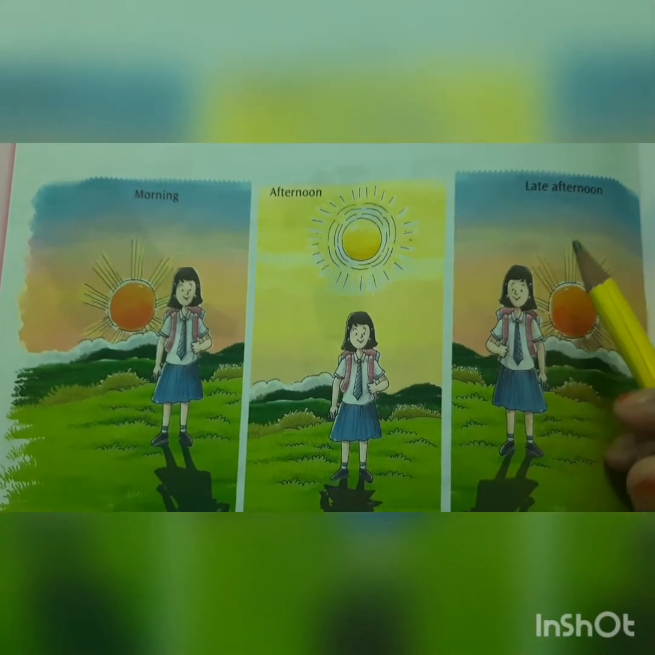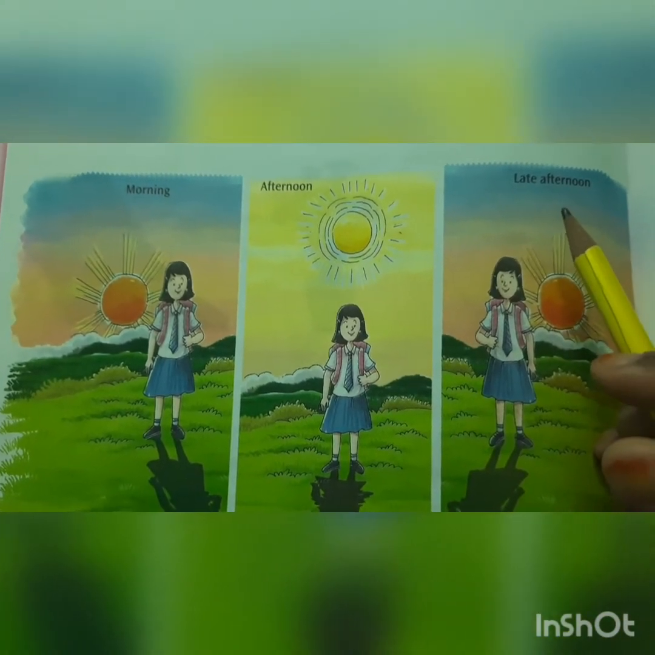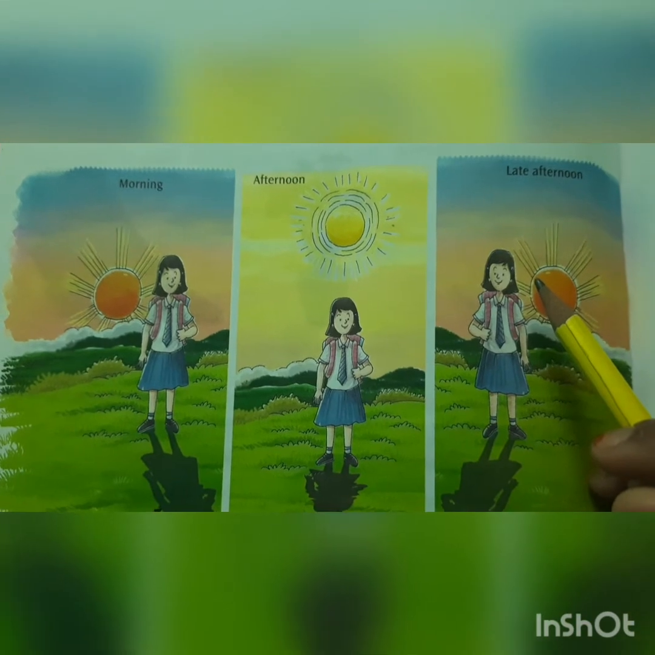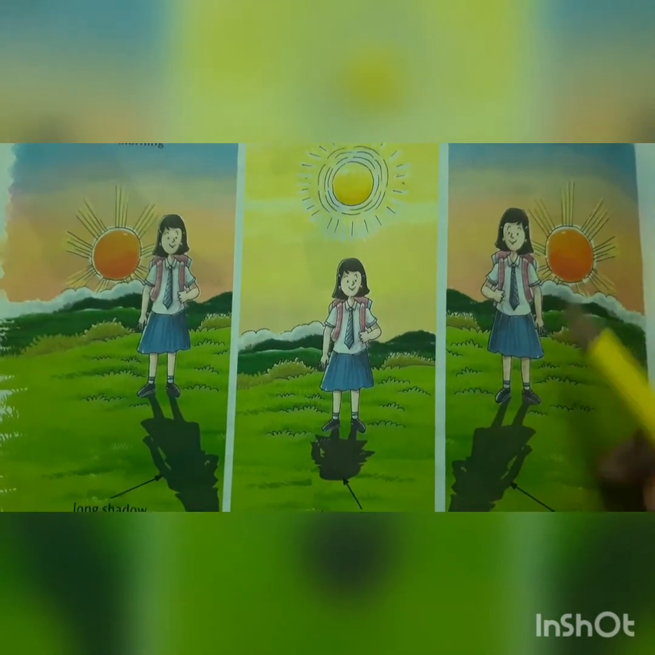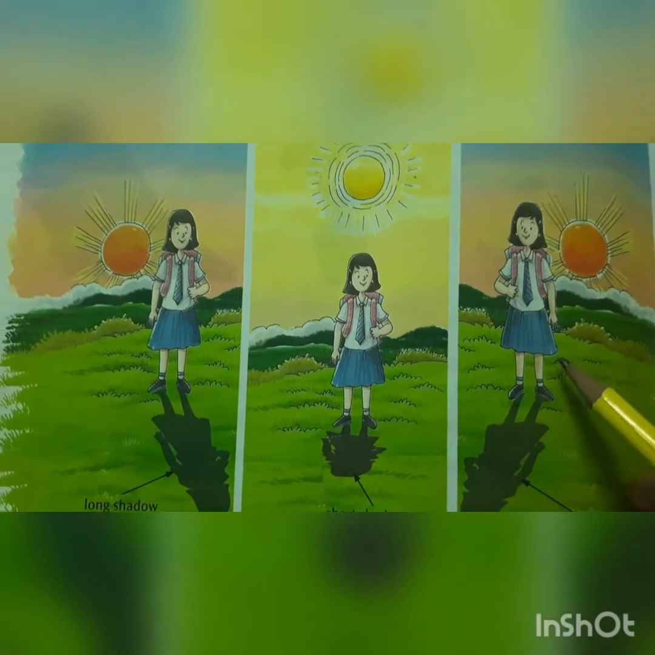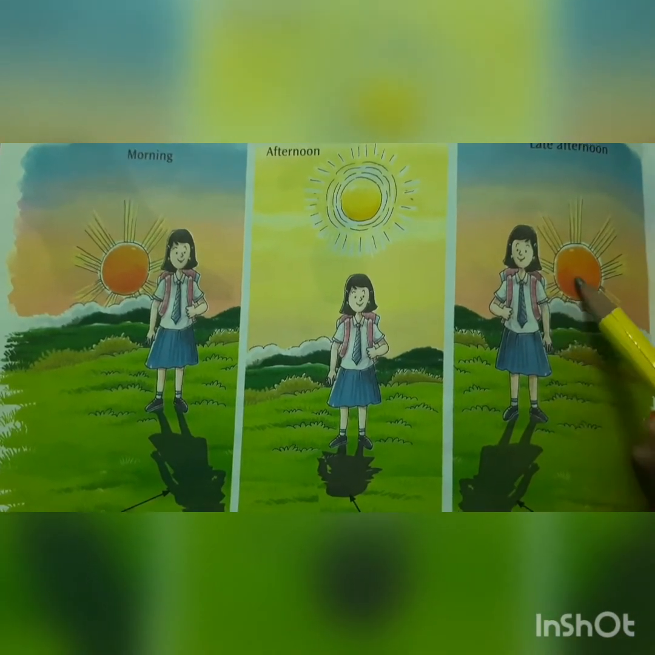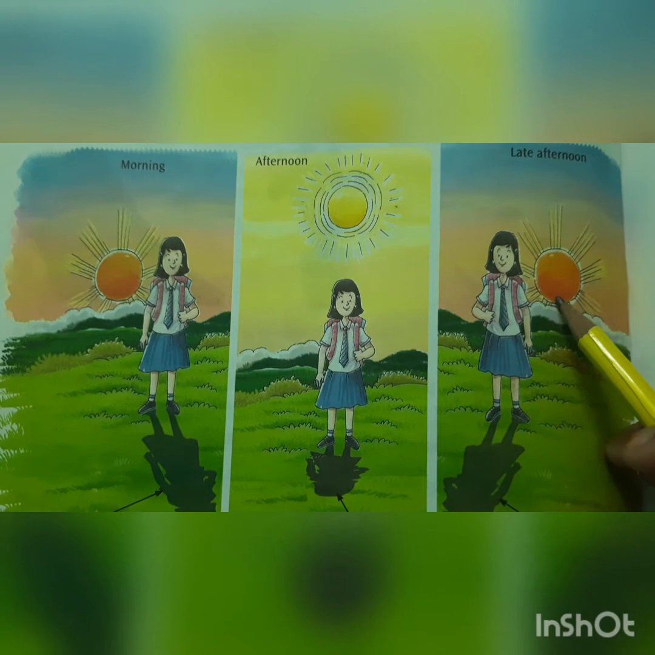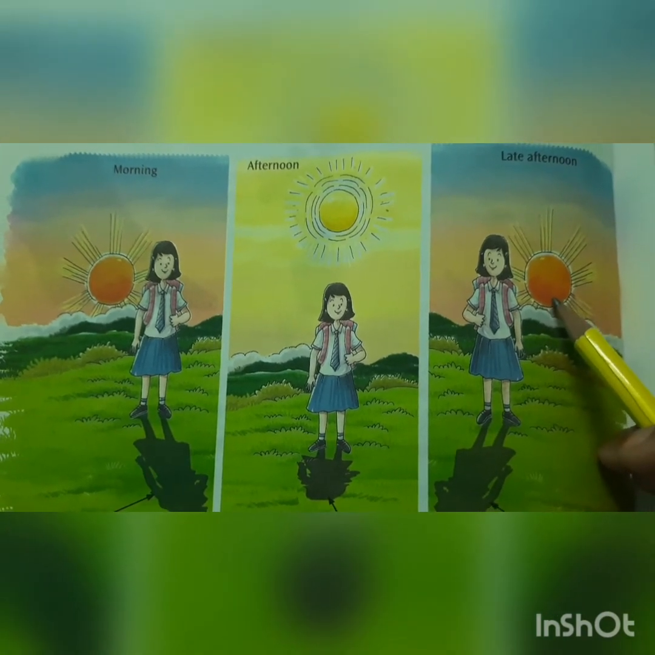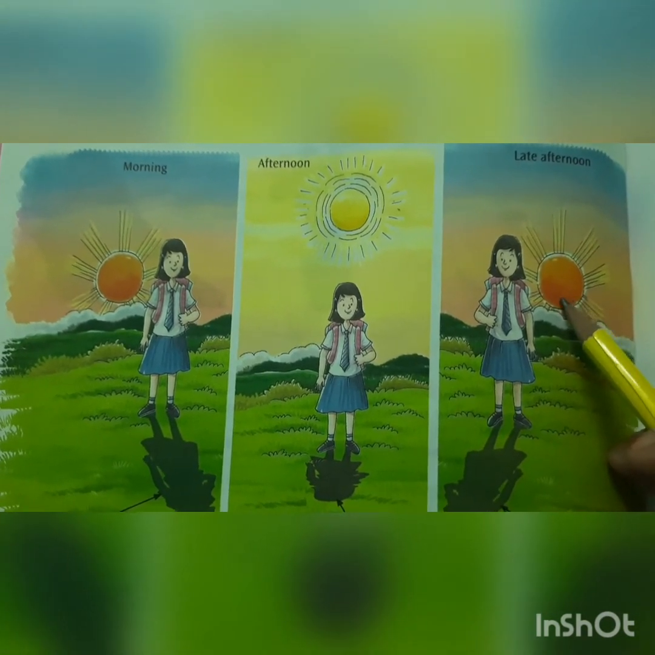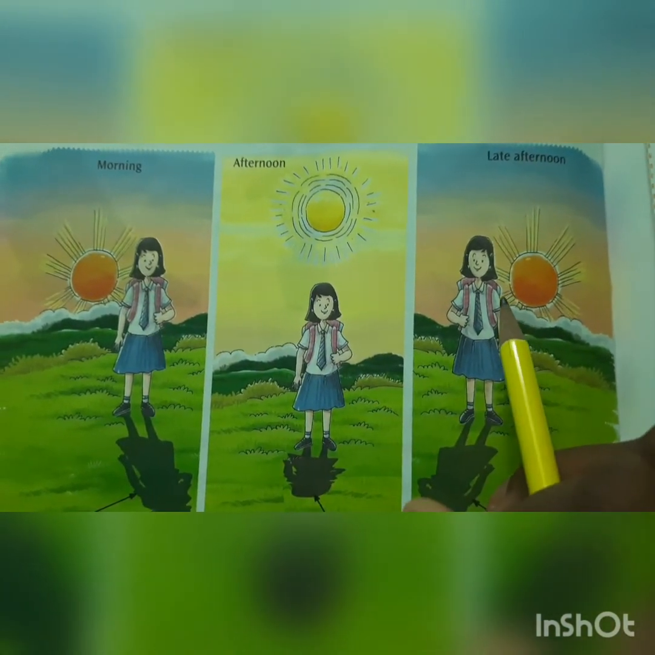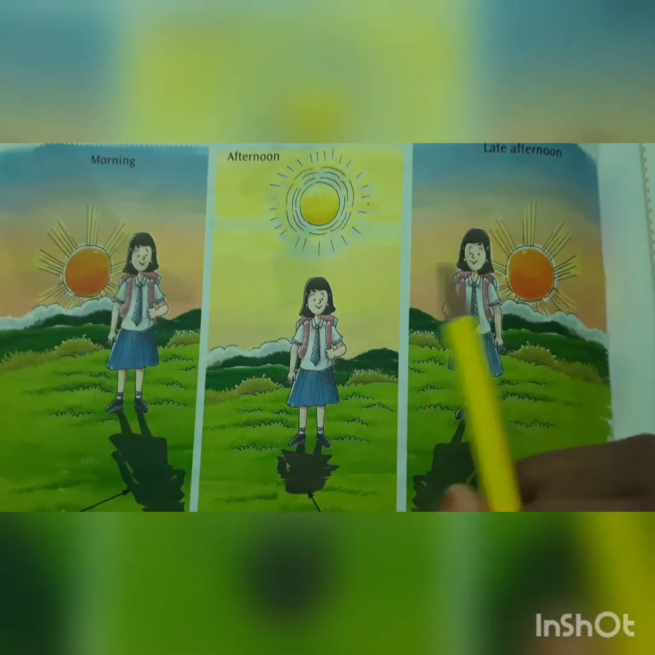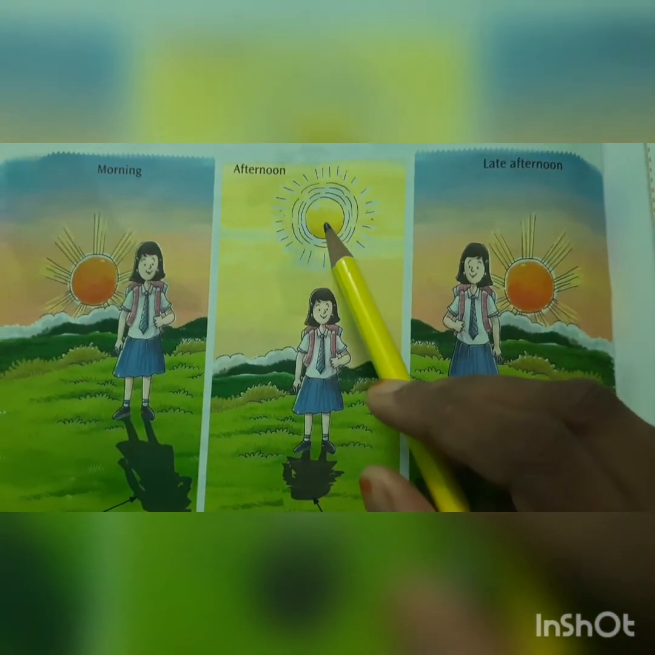Again in the late afternoon, when you return home from school, there's a long shadow formation again. Why? Because the sun is coming back and it's going to set. See the position of the sun here and here, both are beside you. And here it's on the top of the head.